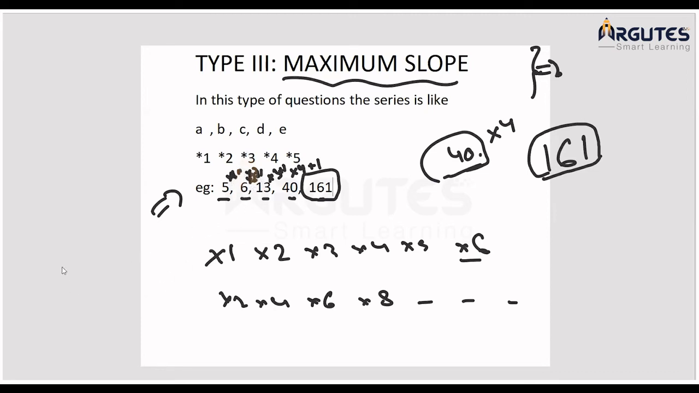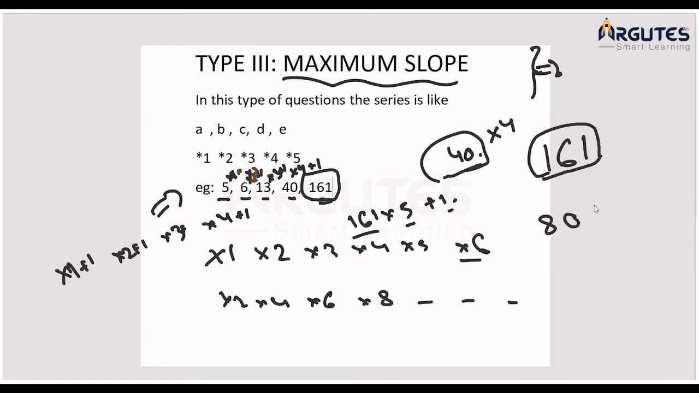The rule gets confirmed. The rule is into 1 plus 1, into 2 plus 1, into 3 plus 1, into 4 plus 1. So lastly 161 into 5 plus 1. So how do you do 161 into 5? You know 160 into 5 is 800, and 1 is there, so it will be 805 plus 1, 806.